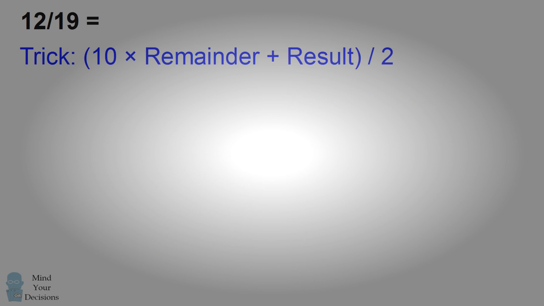I'm going to show you another example. Let's say we want to divide 12 by 19. We have this process of repeatedly dividing by 2, and in order to make it a little easier, I'm going to write the result as remainder result, because the 2-digit number, when we combine the remainder and the result, is the next value to divide by.